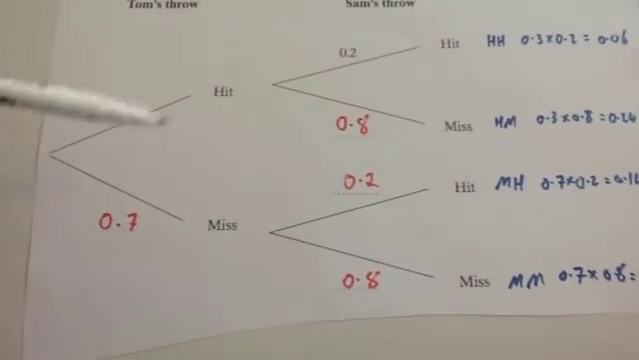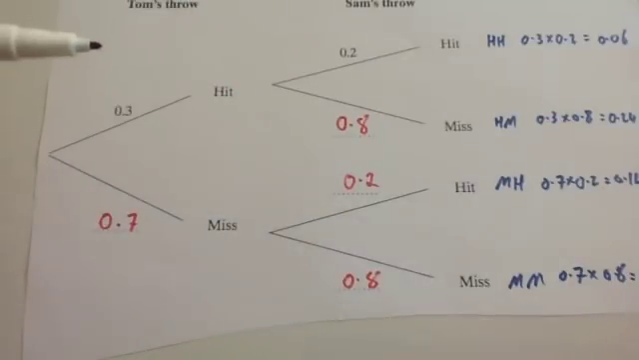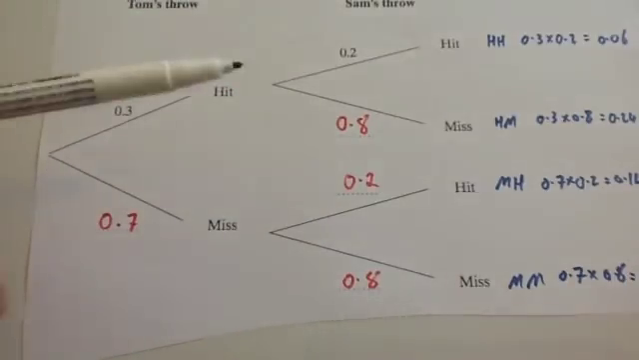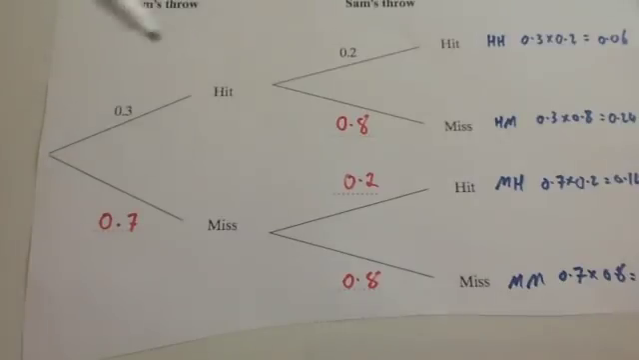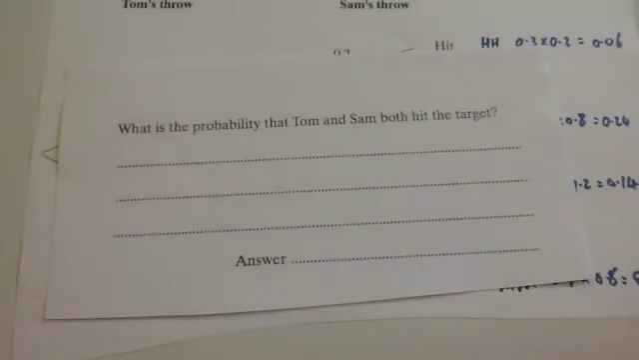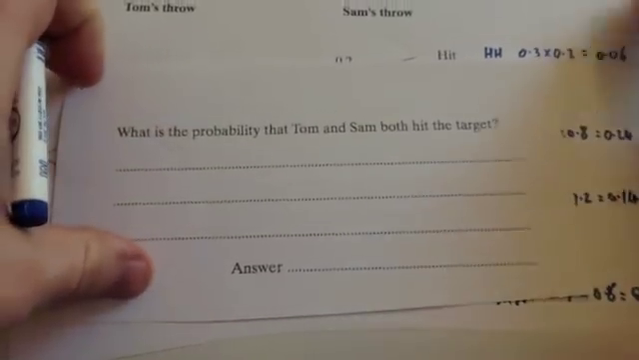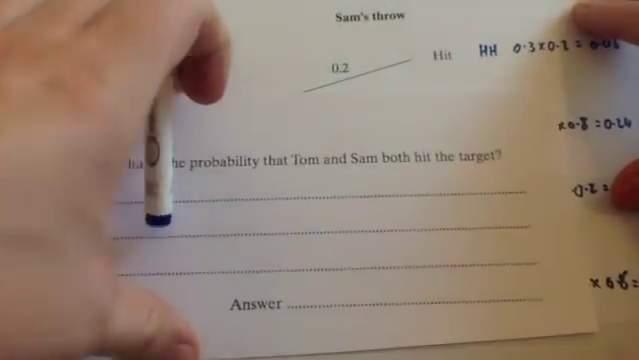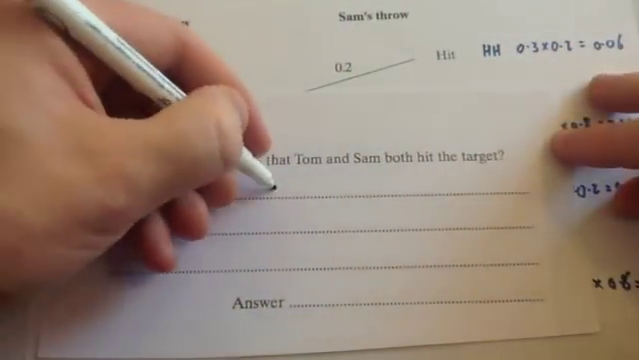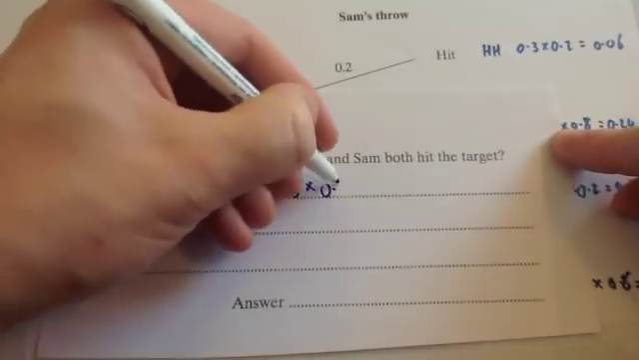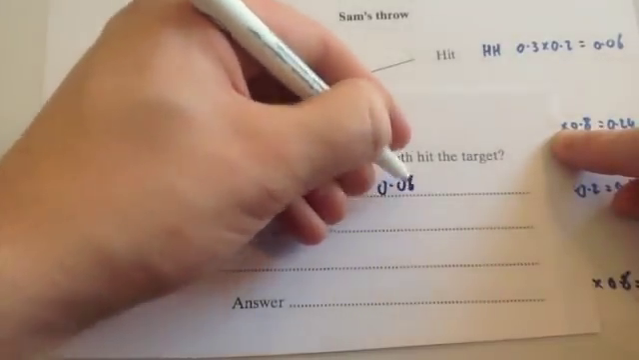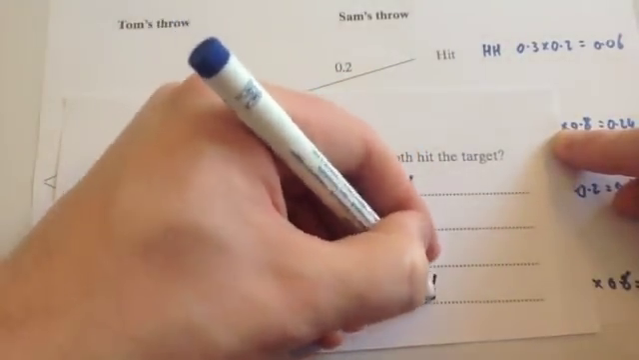You fill in the probabilities on the branches, and whenever you want to find the probability of a hit, say, or hit miss, you multiply along the branches, and so on. Okay, so the question then followed this was, what's the probability Tom and Sam both hit the target? Both hit the target would be hit hit. So you just do 0.3 times 0.2, which equals 0.06. So the probability would be 0.06.